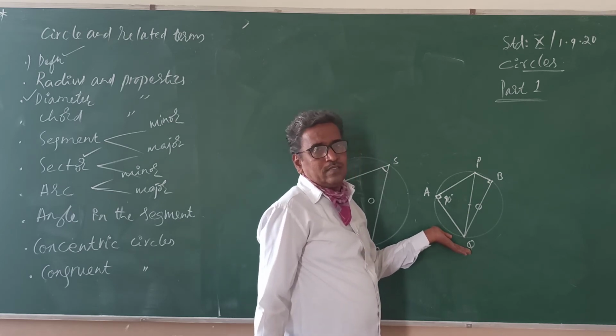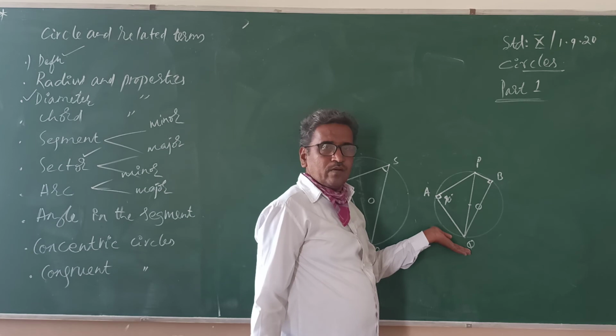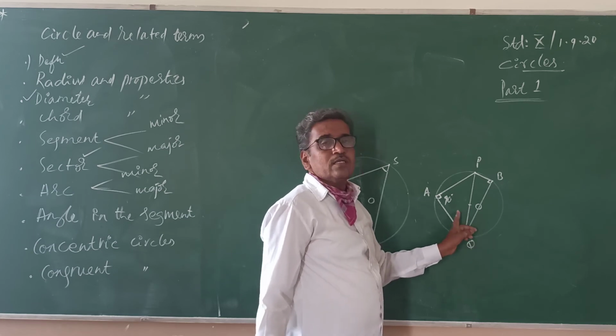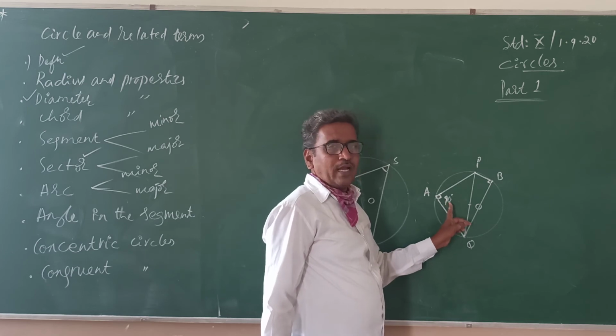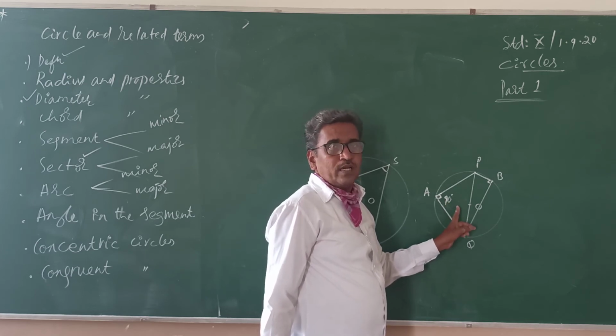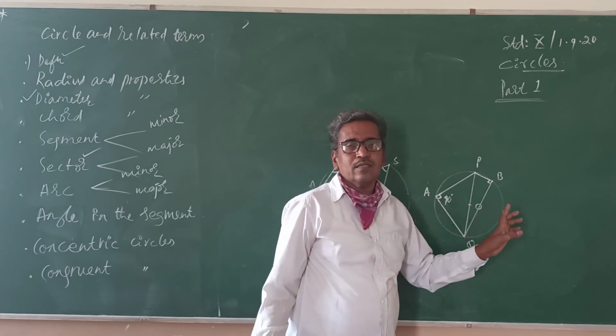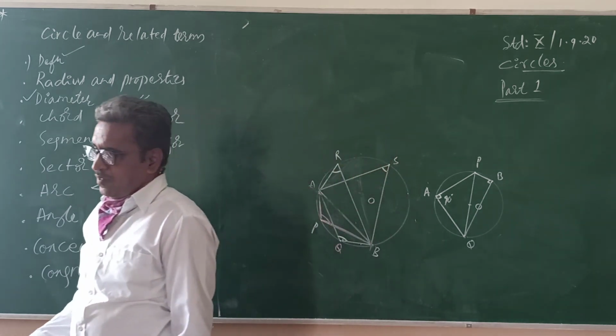A diameter divides the circle into two equal parts. Each part is called a semicircle or semi-segment. So angle in the semicircle, or semi-segment, is always a right angle. These are very important properties.